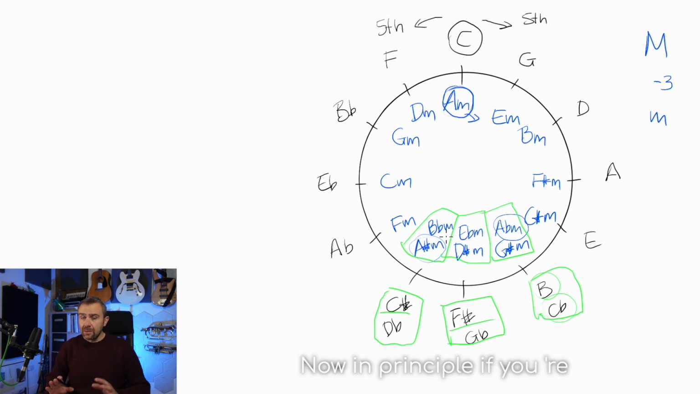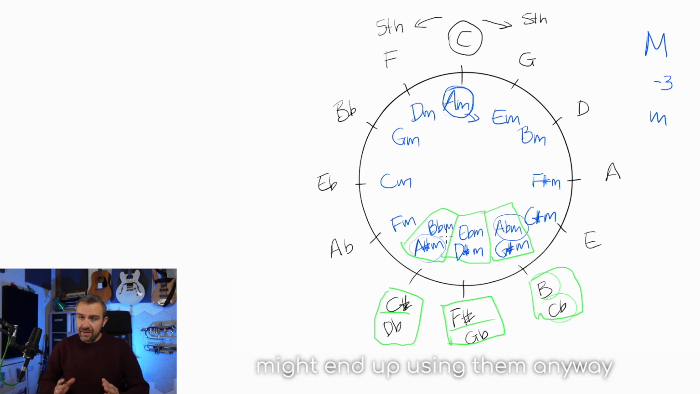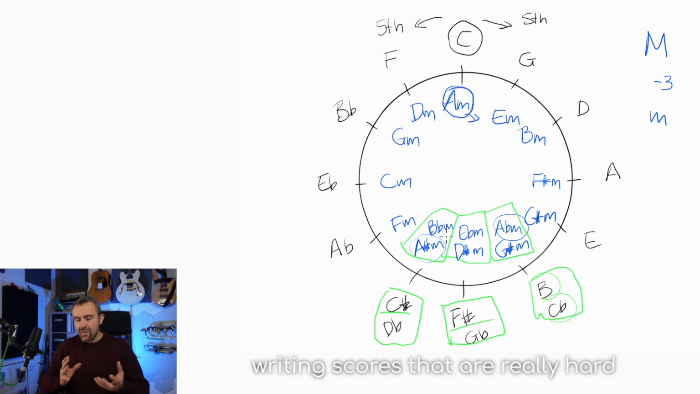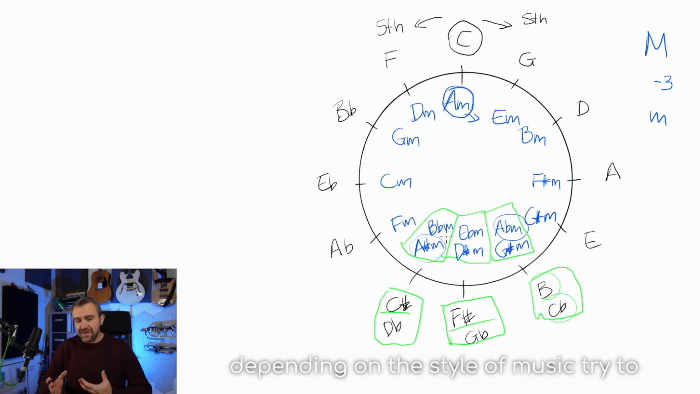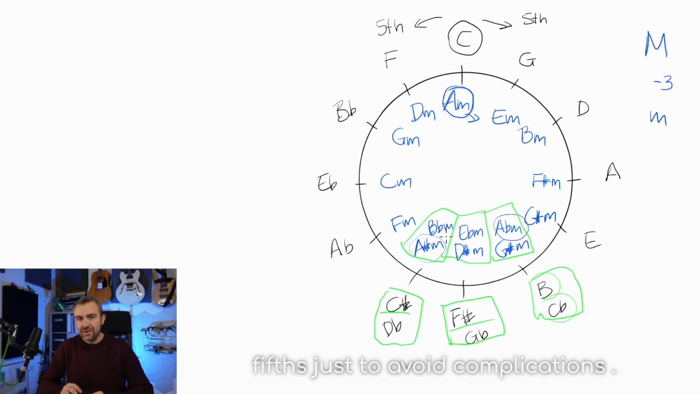Now, in principle, if you're trying to find the right key to compose, try to stay away from those keys. If you decide to modulate, you might end up using them anyway, but in general, try to avoid writing scores that are really hard to read. So when you start a composition, depending on the style of music, try to stay on the top part of your circle of fifths, just to avoid complications. It doesn't make any difference to you, and your players are going to have a much better time reading a key signature that is not giving them a headache.